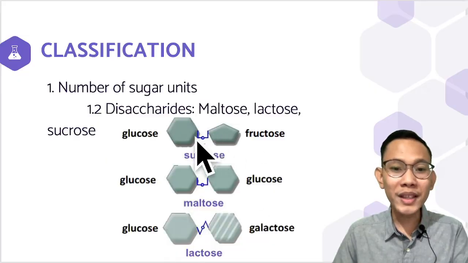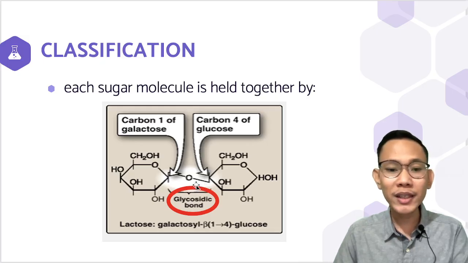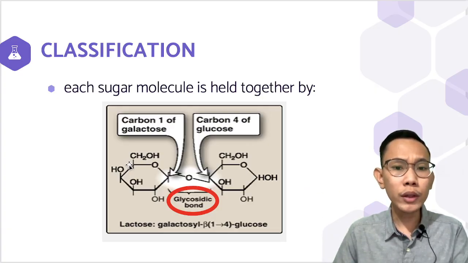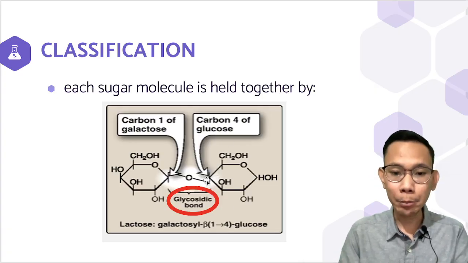And again, what joins this 2-unit molecule? What do you call that bond? Of course, this is now your glycosidic bond. In chemistry, your glycosidic bond or glycosidic linkage is a type of covalent bond that joins a carbohydrate molecule to another group, which may or may not be another carbohydrate. It's not really necessary that both are carbohydrates, but as long as we know that what joins two carbohydrate molecules is your glycosidic bond. So each sugar molecule is held together by your glycosidic bond.